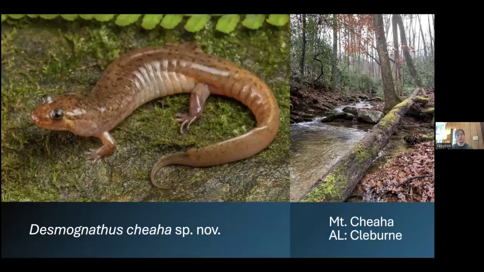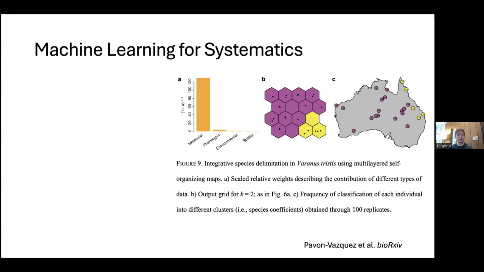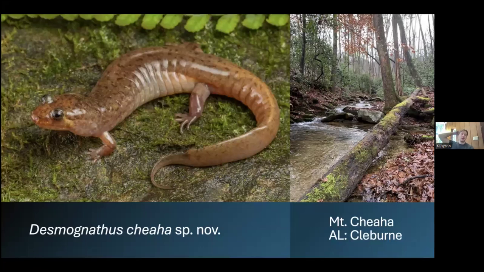And so this allowed us to define and describe this new species, Desmognathus chiha, from the highlands in the state of Alabama. There are some lower mountains there where this species is endemic. But even in the context of, or sorry, let me back up. As I said before, we want to make sure we're not overfitting these models, that we're not getting false positives for these taxa, these clusters that we're identifying.